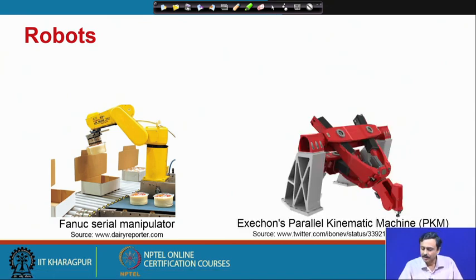Here is a picture of what is known as a parallel kinematic machine. Looks very robust, isn't it, compared to the serial manipulator which I have shown on the left. This is used for machining operations, and this is indeed very robust. It can apply a lot of force, whereas the serial manipulator can only perform tasks which do not require too much force. For example, this packaging or welding or painting or maybe small assembly.